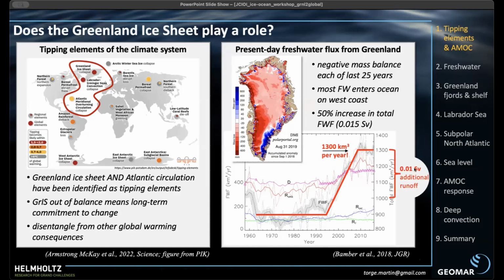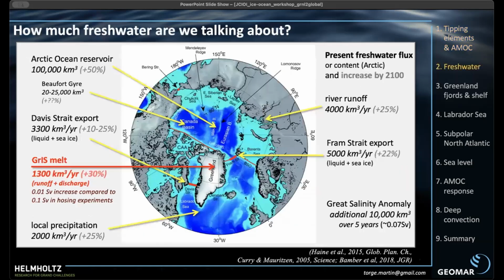This is just 0.01 sphere drops from an oceanographer's perspective. So how much fresh water is that actually that Greenland is contributing that we need to take care of? And there are a few nice review papers, one by a group led by Tom Haine in 2015, which I use a lot here, that the Arctic Ocean reservoir of fresh water is about 100,000 cubic kilometers.